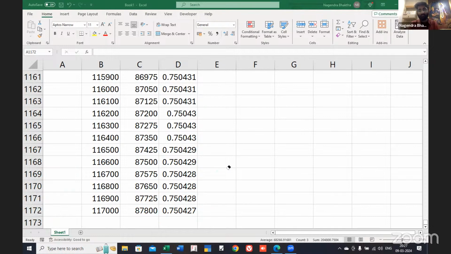Remember, APC will not touch MPC. APC will not touch MPC and it can never go below MPC.